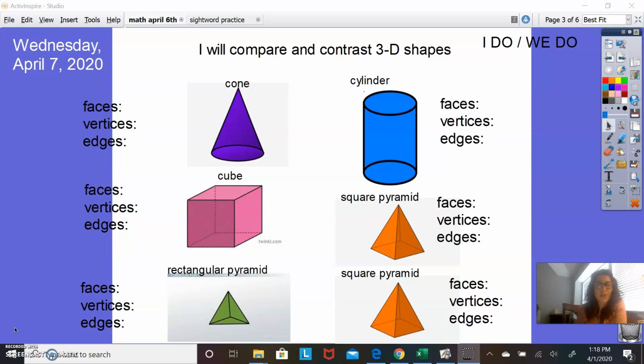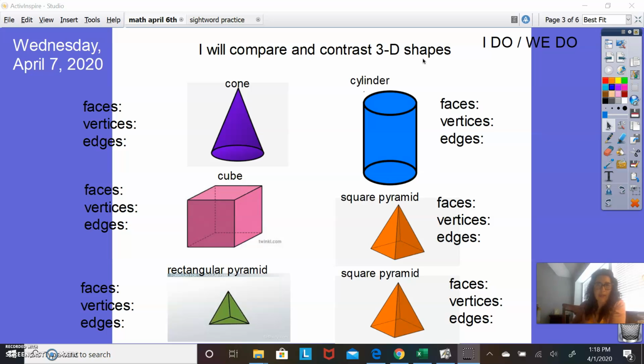Today we'll continue talking about 3D shapes. Our job today, let's read together, is I will compare and contrast 3D shapes. When we compare and contrast, we are talking about things that are the same and things that are different.